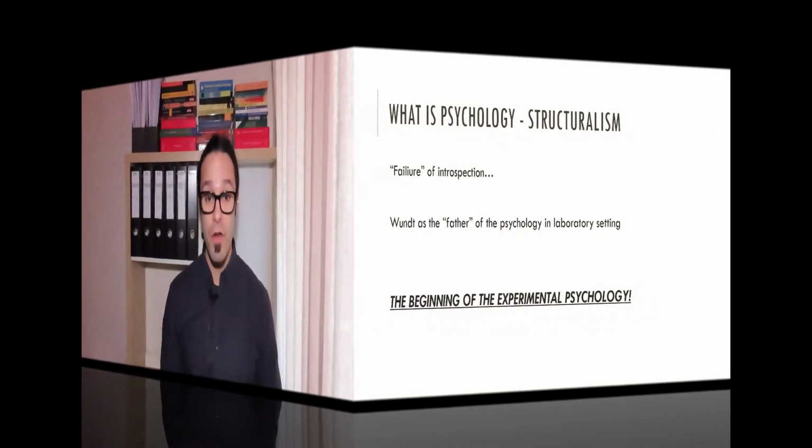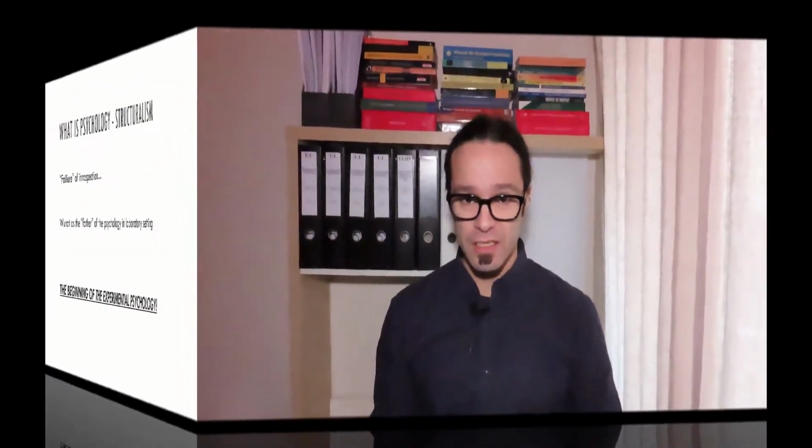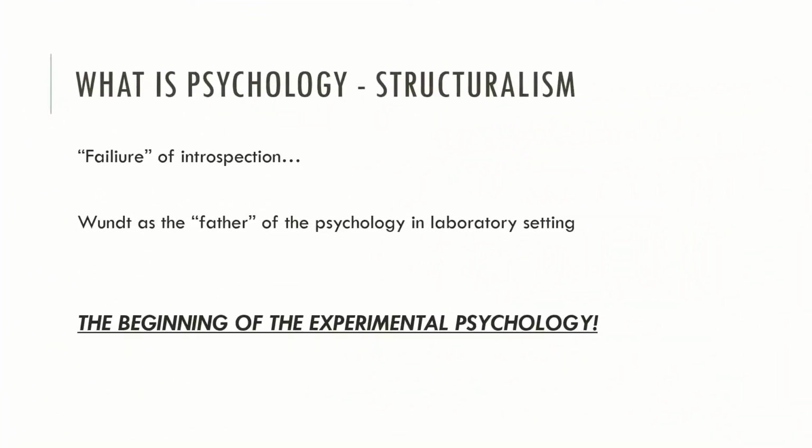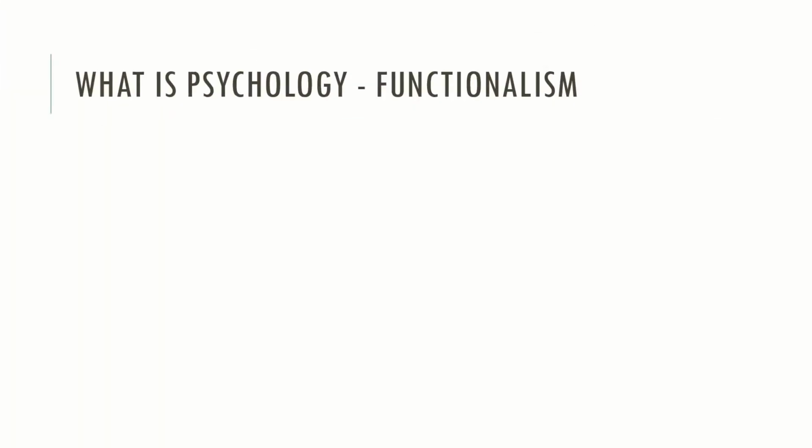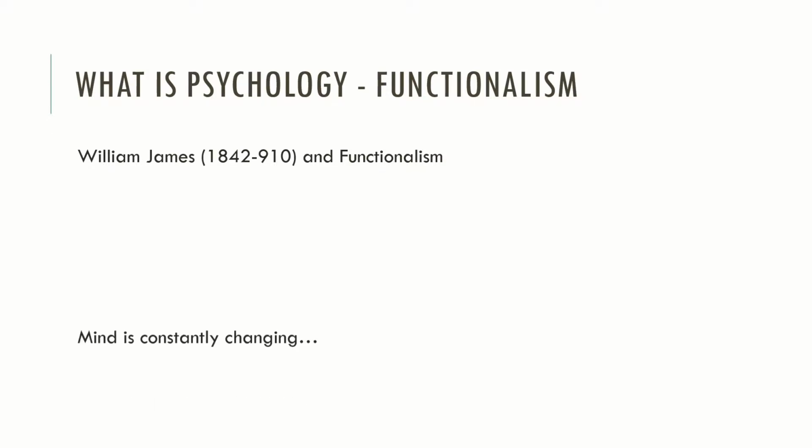Wundt was a very important person in the development of psychology. However, we can find other researchers who are just as important as William Wundt. An American psychologist named William James developed an approach which came to be known as functionalism. William James argued that the mind is always changing and it's pointless to look for the structure of conscious experience. Rather, he proposed that the focus should be on how and why an organism does something.